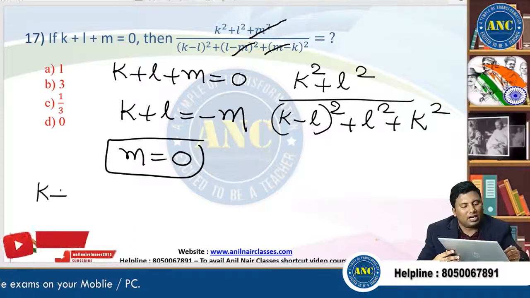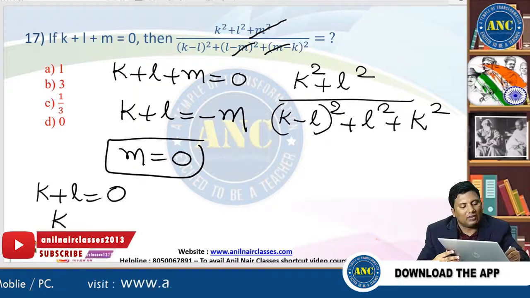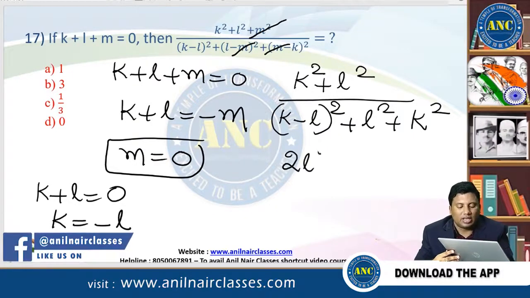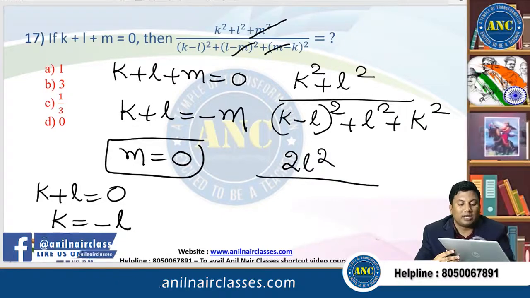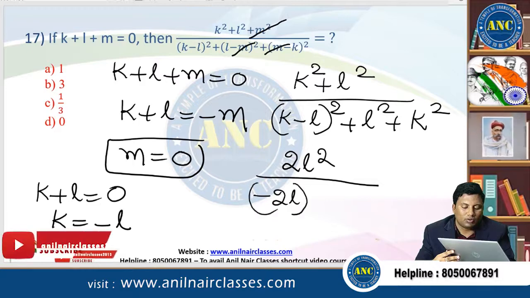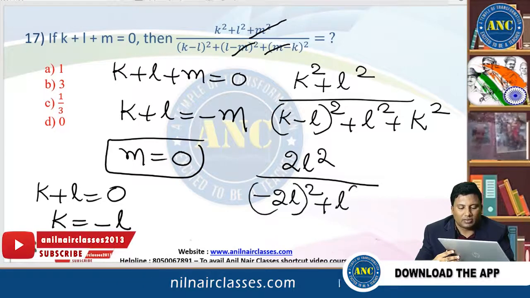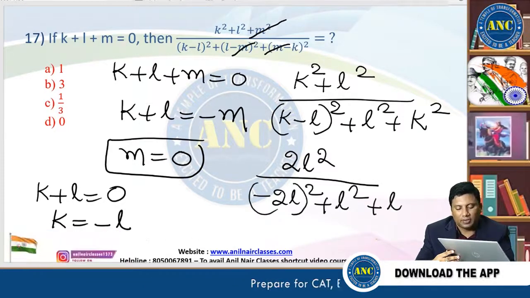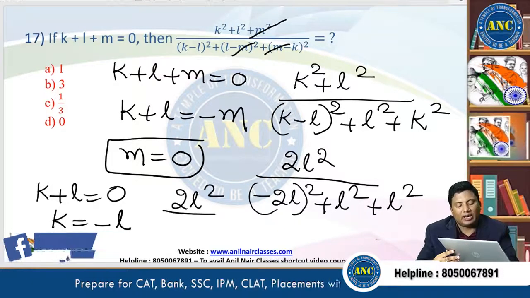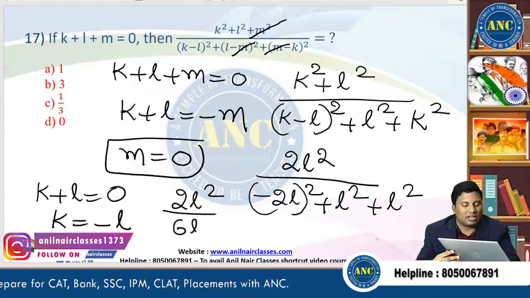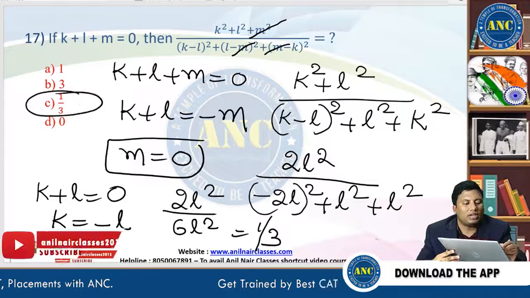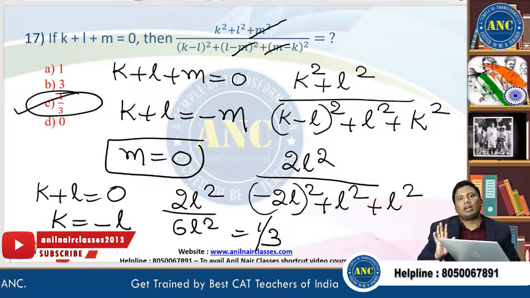If K plus L is 0, what is K value? K value is minus L. Minus L square plus L square, 2L square, minus L minus L, minus 2L, minus 2L whole square, plus L square, K value is minus L, plus L square. So it is nothing but 2L square divided by 4L square plus 6L square, 6L square, which is nothing but 1 by 3. Idea clear?